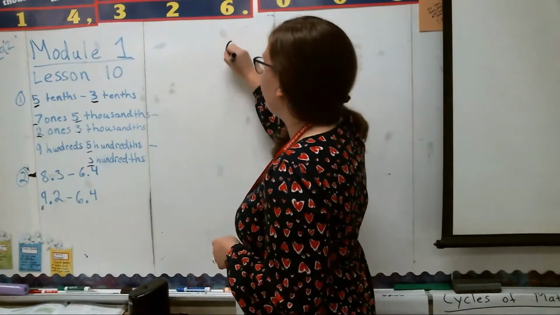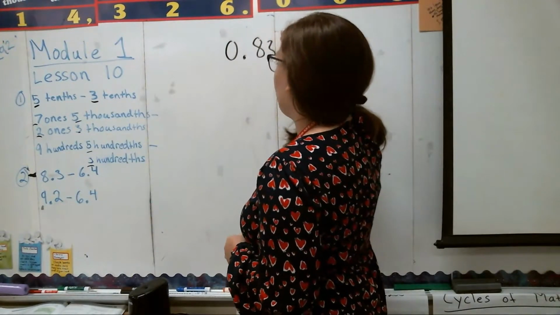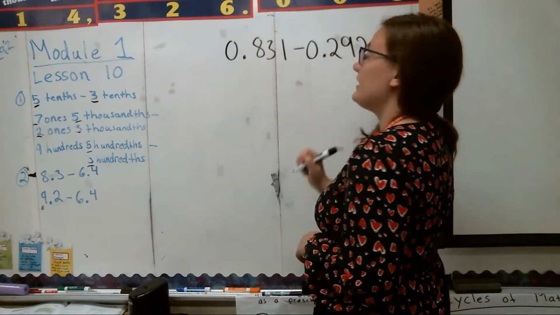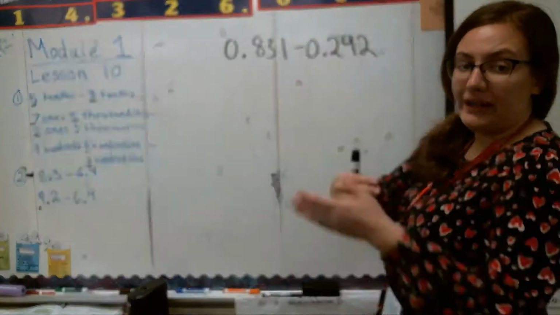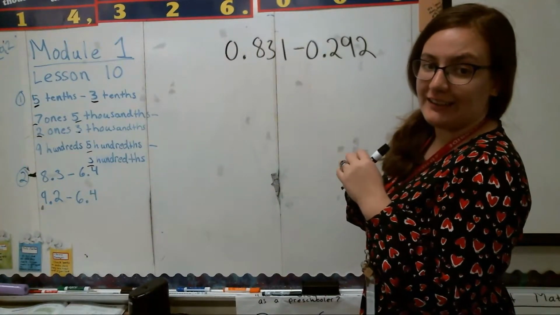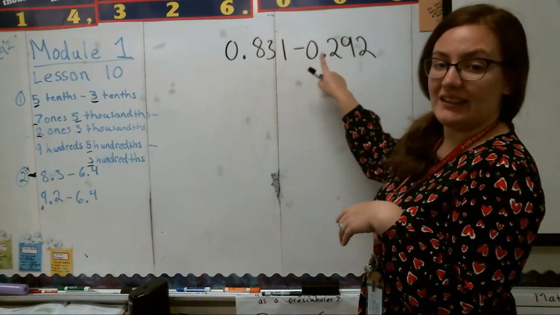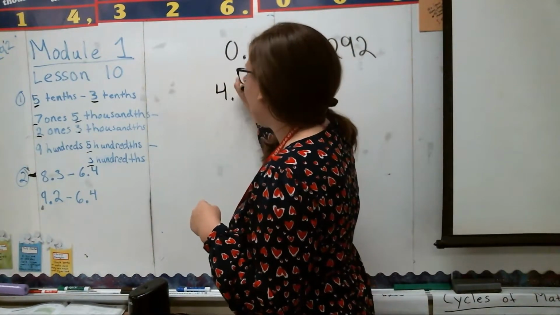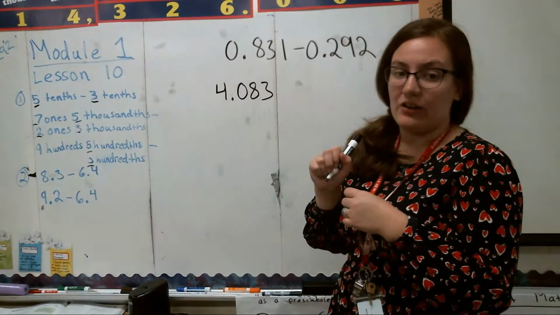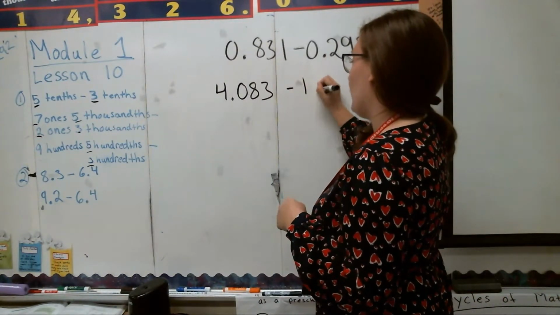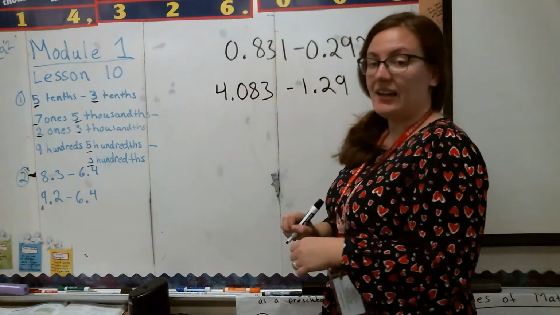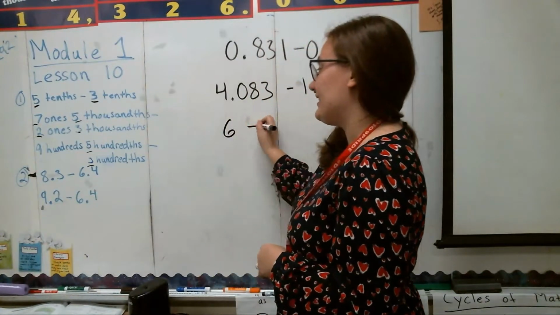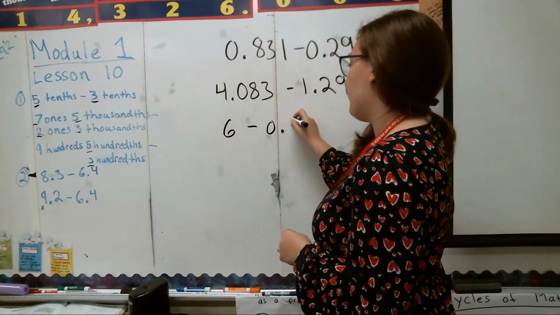So we have 831 thousandths minus 292 thousandths. Make sure that you're remembering to line up all the place values when you're subtracting these 2 numbers. So 831 thousandths minus 292 thousandths. Then you'll be doing 4 and 83 thousandths minus 1 and 29 hundredths. And finally, you'll be subtracting 6 minus 48 hundredths.